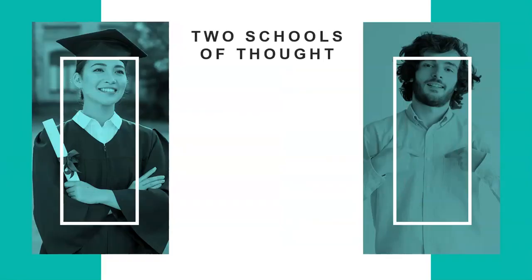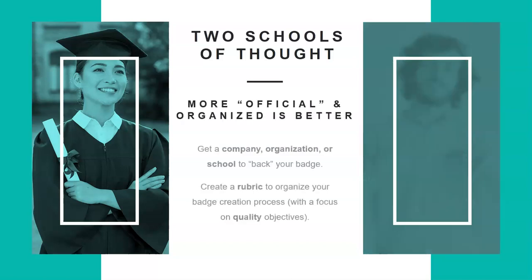Now, having all that said, there seems to be two schools of thought developing on this topic relating to how people choose to use digital badges. One argument is that the more official a digital badge is, the better it is for both learners and employers. If you want to make your badge more official, you can reach out to a company, organization, or a college to see if they would be willing to back your badge. You can also create a rubric to organize your badge creation process with a focus on quality objectives.